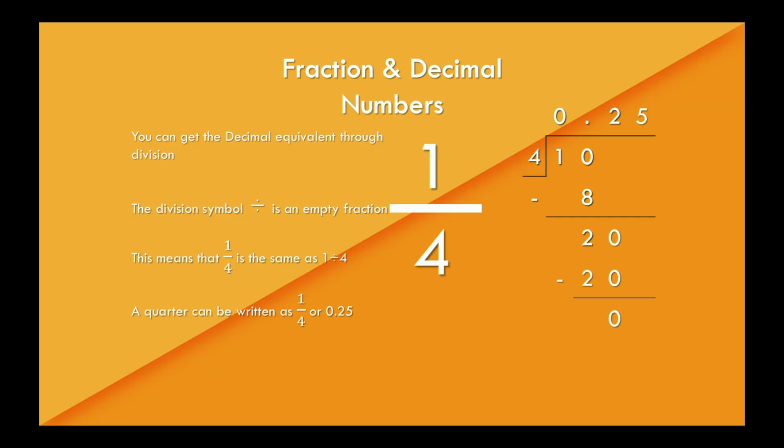This means that a quarter can be written as 1 over 4 or 0.25. They both mean the same amount. If that division was a little too confusing, don't worry. We'll go deeper into that process in another video.